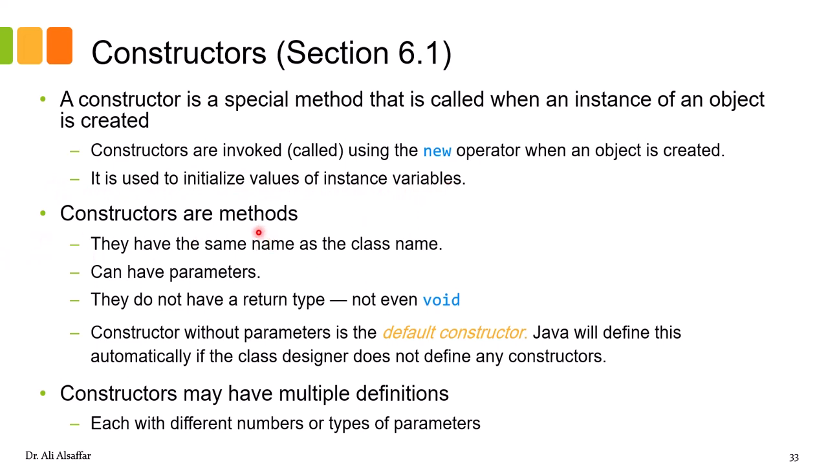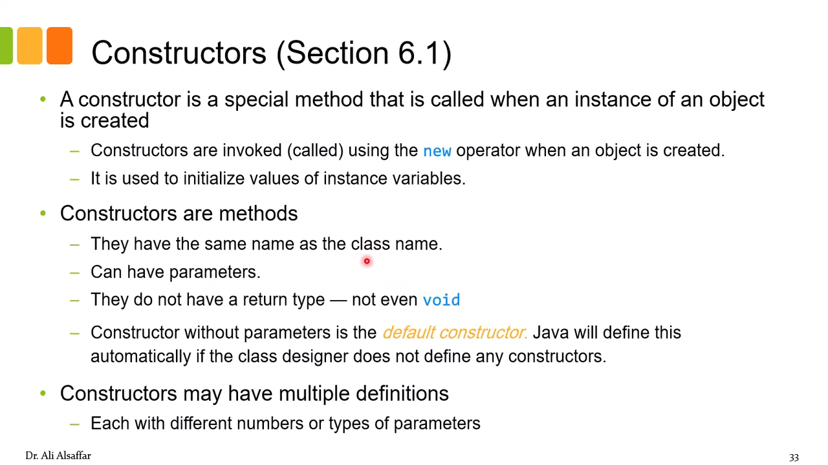So constructors are methods. They have names, but they don't have return values, and their names should be the same as the name of the class, and they also have input parameters. So they have the class name, can have parameters, and they do not have any return value, and you don't even write void.